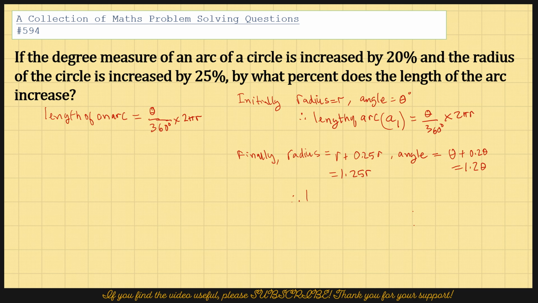And therefore length of arc, which I say is a2, would be 1.2 theta out of 360 degrees multiplied by 2 pi times 1.25 r. Okay, so we don't multiply anything at this stage, we leave it as they are. And now we got to subtract, what is the increase.